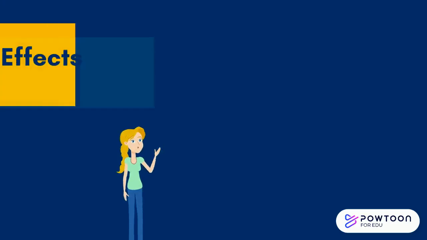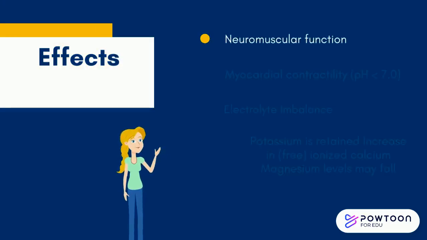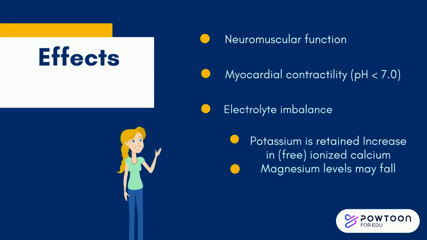So now that we looked at some common causes, let's look at the effects. Some of the effects that are important are neuromuscular function, cardiac myocardial contractility, and electrolyte imbalance, particularly potassium. A lot of times it's retained, so you're going to see higher potassium levels and lower magnesium levels.